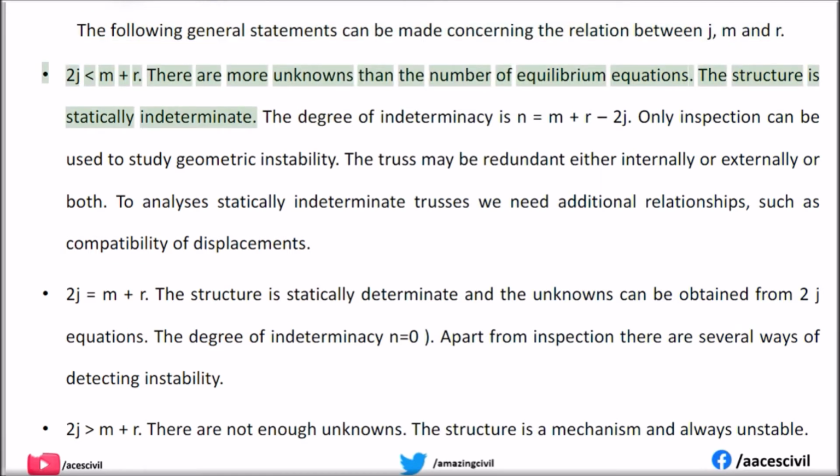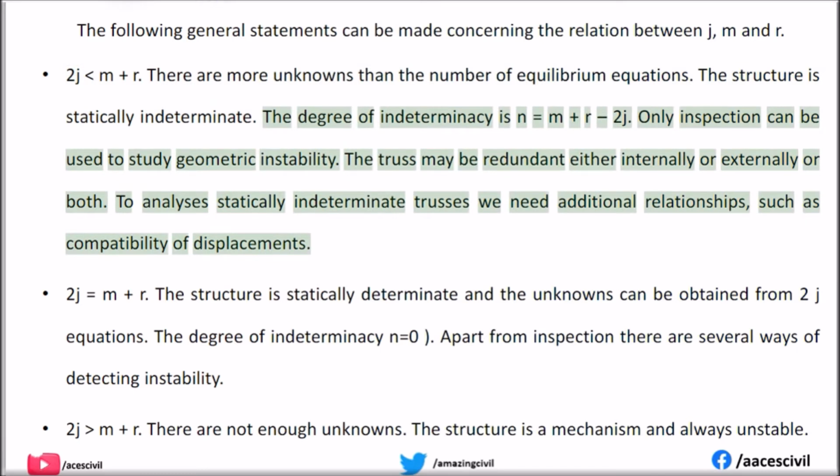If 2J is less than M plus R, the degree of indeterminacy is N equals M plus R minus 2J. Only inspection can be used to study geometric instability. The truss may be redundant either internally or externally or both. To analyze statically indeterminate trusses we need additional relationships, such as compatibility of displacements.